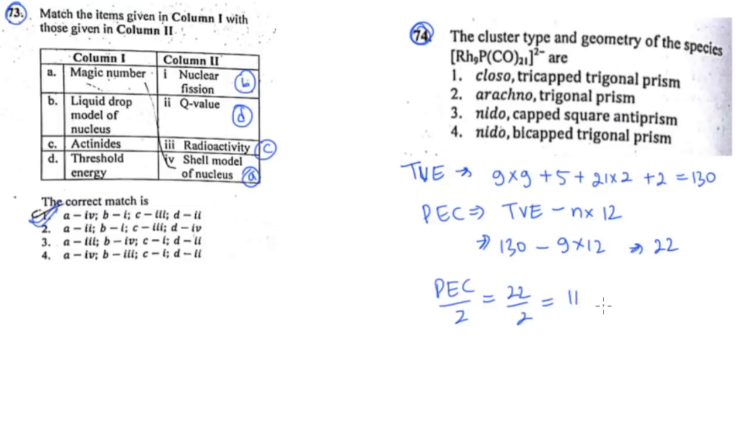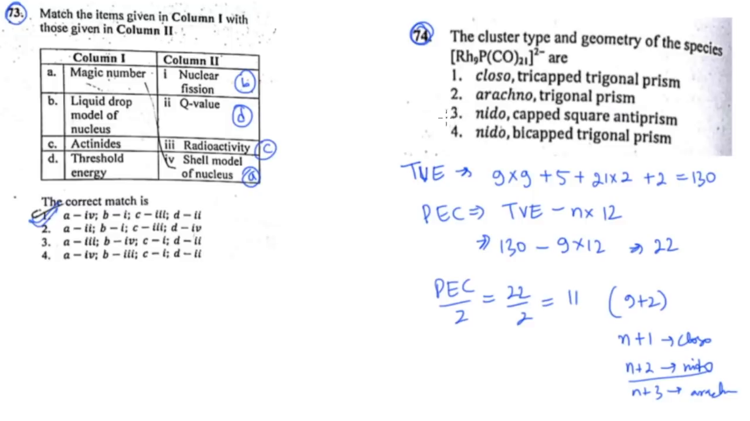Okay, and 11 you can write in which form? You can write it like 9 plus 2, right? 11 can be written like 9 plus 2, and you have to relate it with this. So if it is n plus 1, then it is called closo. If you get n plus 2, it is called nido. If you get n plus 3, that is called arachno. So that is how we relate them. Since it is of the form n plus 2, that's why it will be nido.